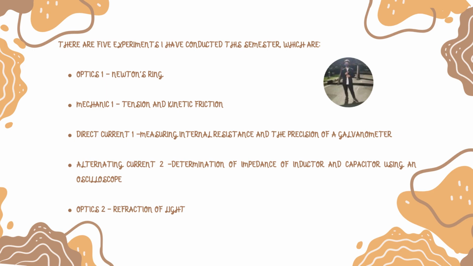motion. In the third experiment, we focused on direct current, DC, circuits, measuring the internal resistance of a power source and assessing the precision of a galvanometer. This taught us about Ohm's law, the behavior of electrical components in a circuit, and the importance of accurate measurements.